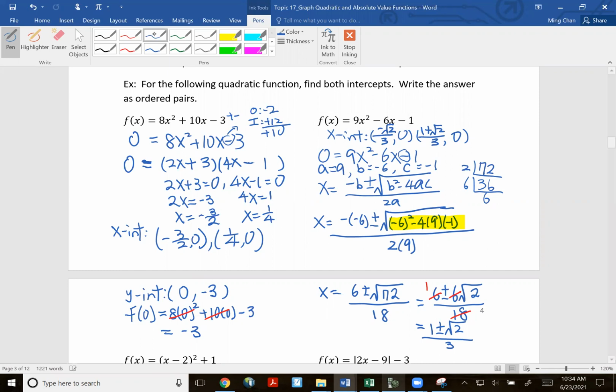All right, let's find the y-intercept up here. I'm running out of space down here. Y-intercept, find the y value when x is equal to 0. So I'm going to substitute 0 for x. All these terms cancel out, and I just end up with -1. So my y-intercept is (0, -1).